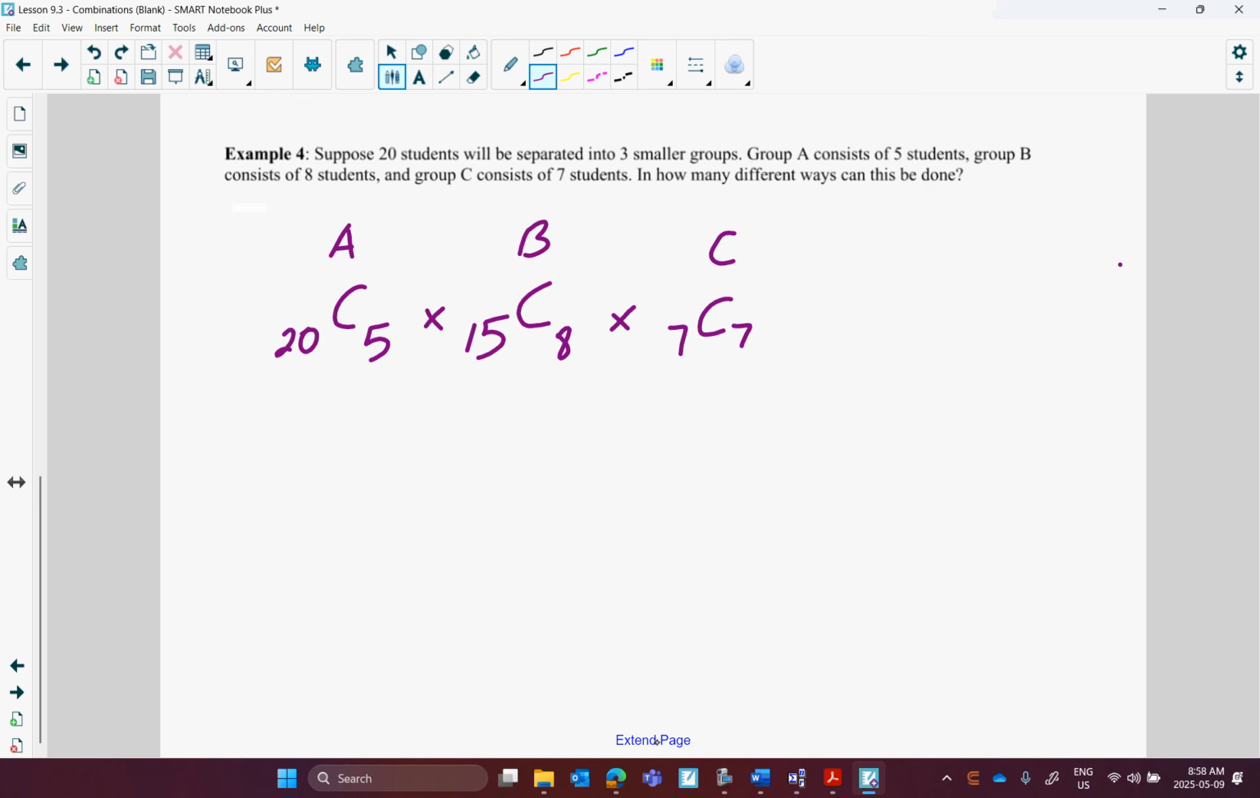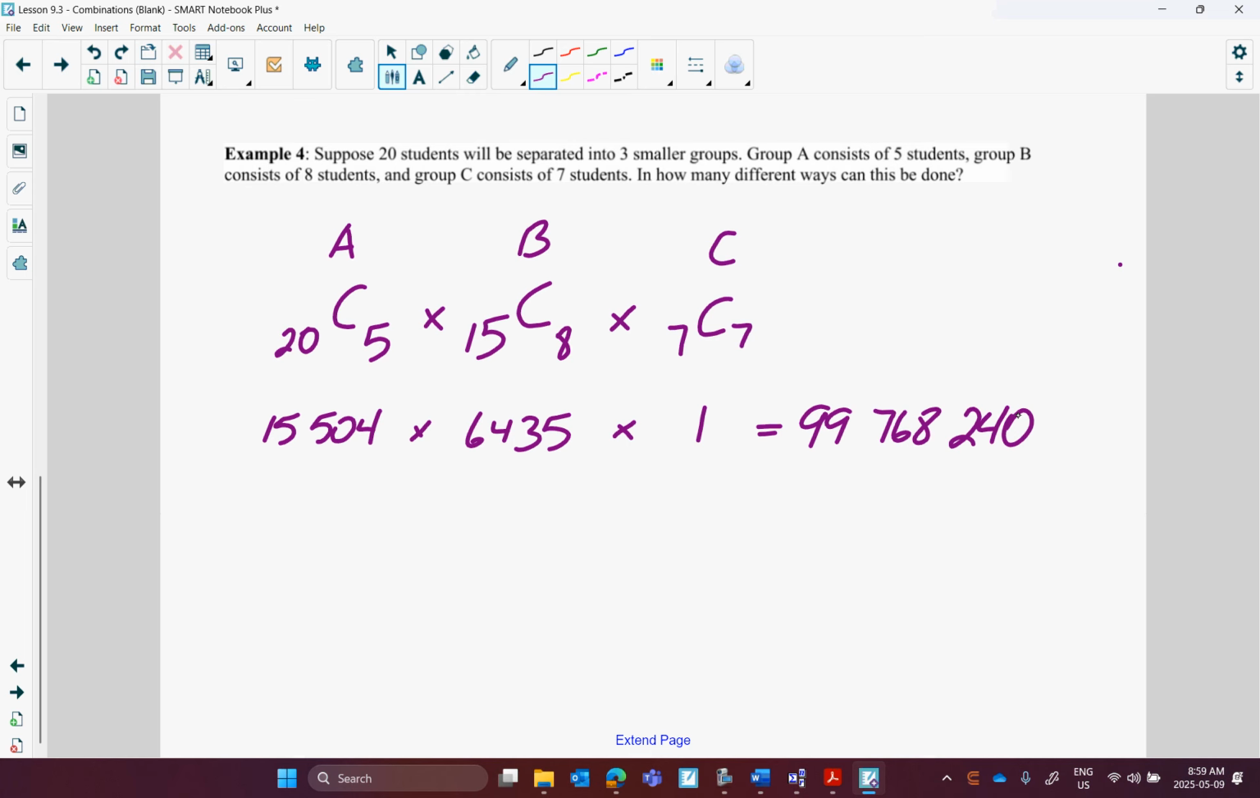So we got to find these. Oh my God, like 997,240. Yeah, so this would be an example of a question on the provincial that would be in the calculator section. So 15,504 for A, 6,435 times 1. 99,000,000. 768,240. That's a lot of ways.